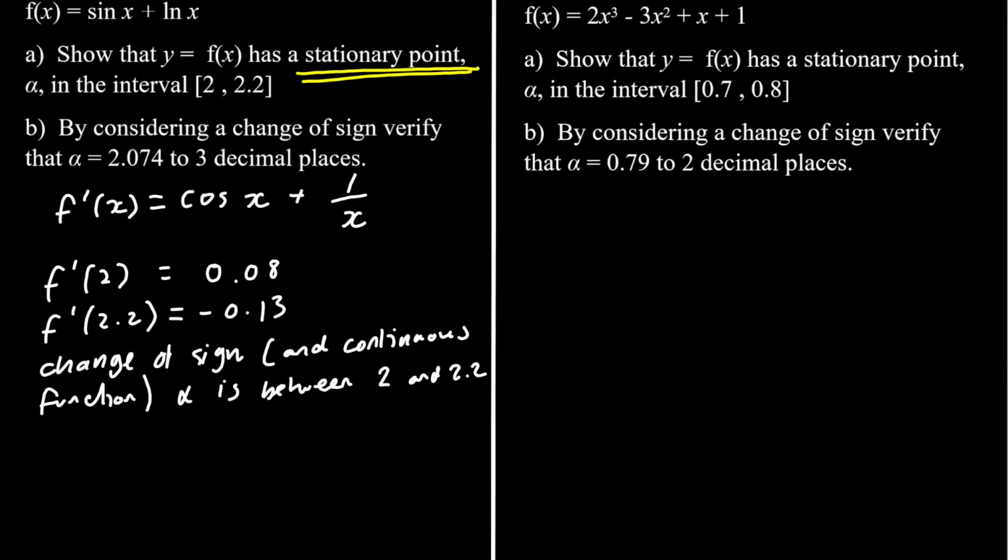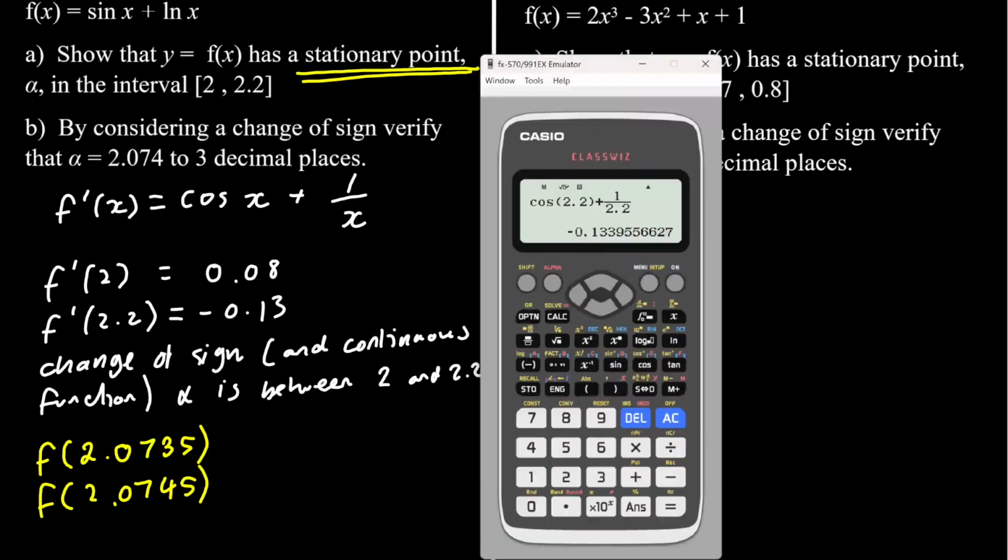By considering a change of sign, verify that alpha is 2.074 to 3 decimal places. So we're going to put in the upper bound and the lower bound. So it's 2.0735 and 2.0745. So we should get a change of sign, which would mean the turning point is between these two values.